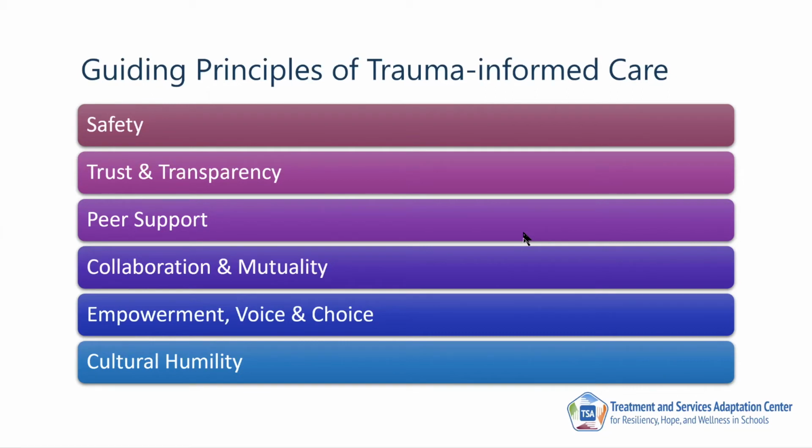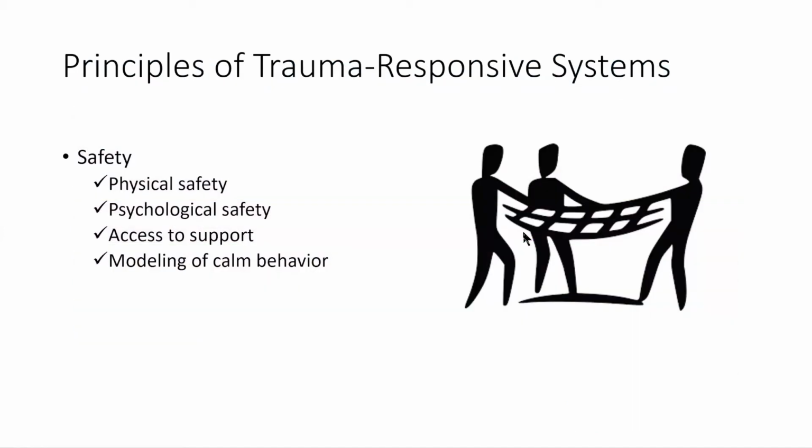So according to SAMHSA's documents or website, there are 6 guiding principles to what a trauma-informed care system is. So one of the things to consider is, are we looking at safety when we're looking at our systems? Then trust and transparency, peer support, collaboration and mutuality, empowerment, voice and choice. And lastly, are we engaging in cultural humility? So we're going to look at this individually.